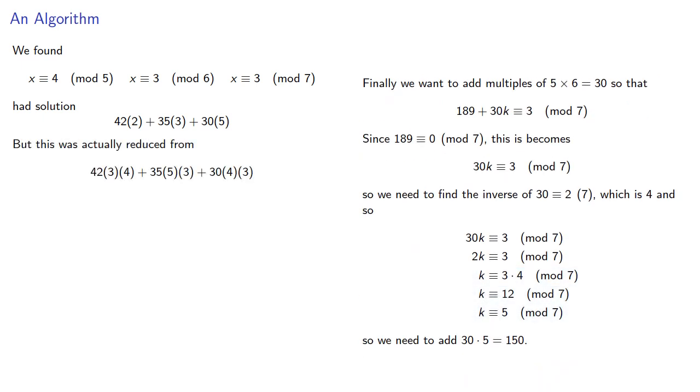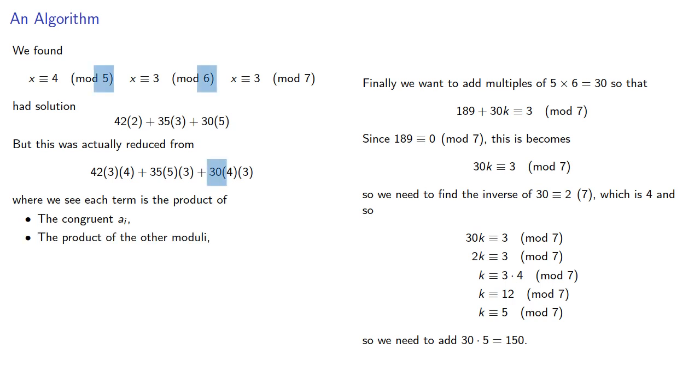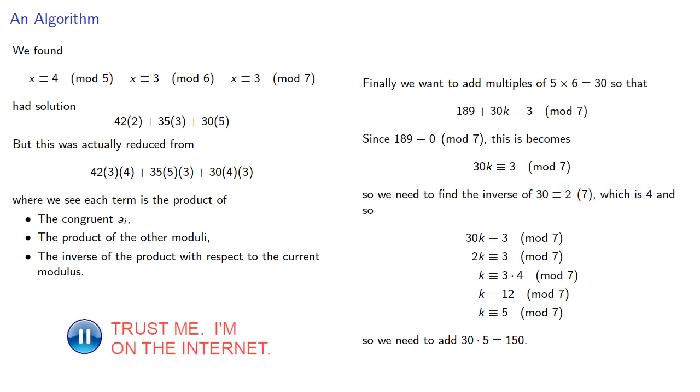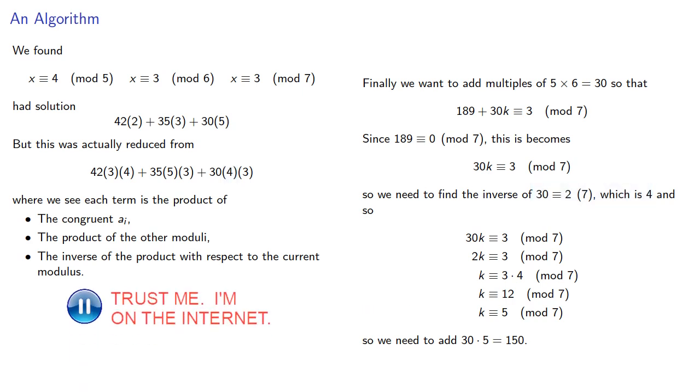where we see that each term is the product of the congruent, the product of the other moduli, and the inverse of the product with respect to the current modulus. And this suggests an algorithm for solving the Chinese remainder problem.